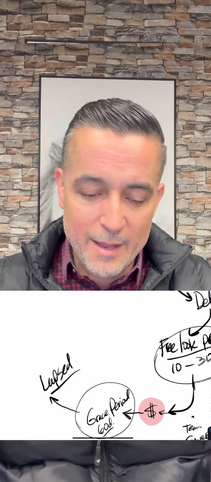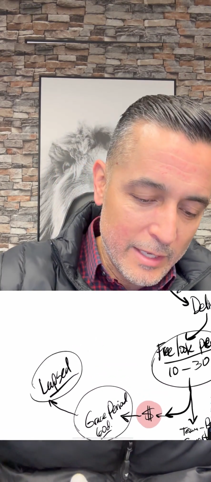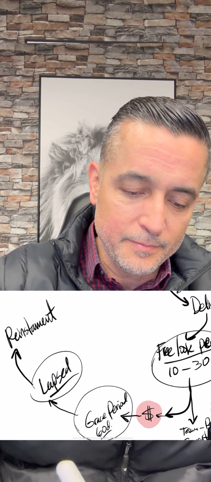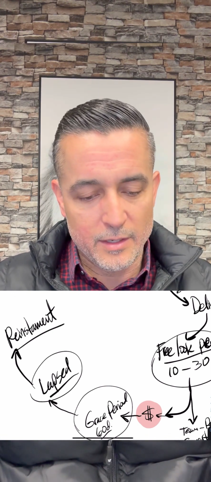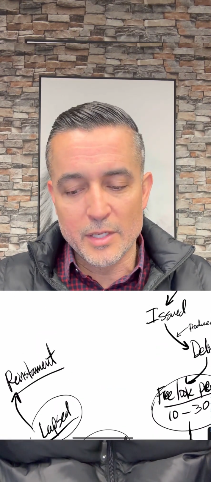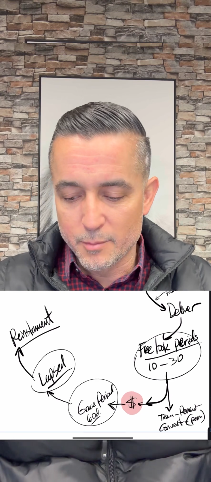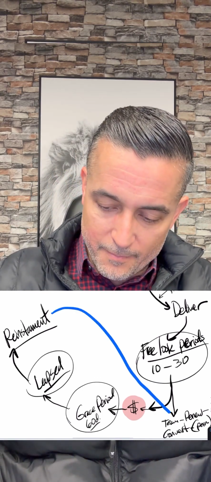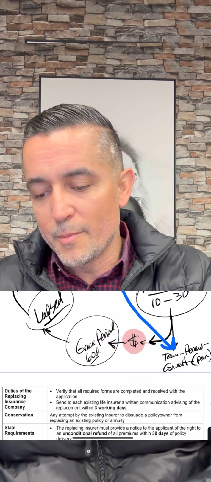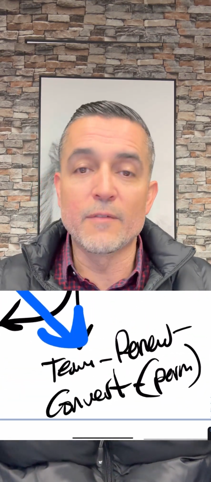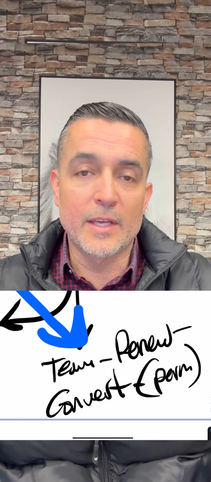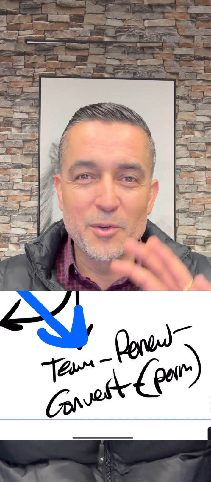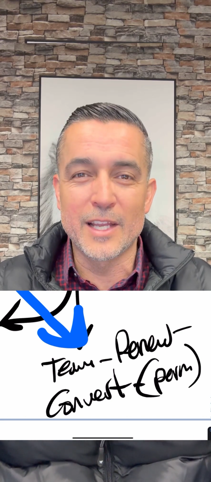So if the policy lapses, then you have to go through a reinstatement process. Once the policy is reinstated, then it's back on the books, right? Then you could draw a line from here to right here. Once a term ends, you could renew it or convert it to a permanent policy. And that's pretty much how that works. So hopefully that helped you understand the whole journey of a life insurance policy.